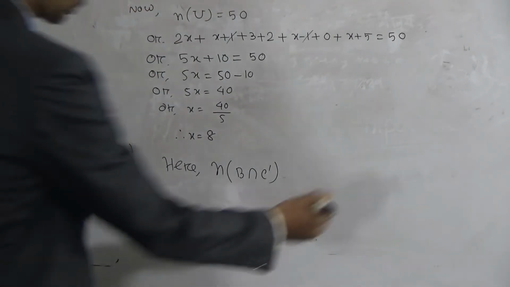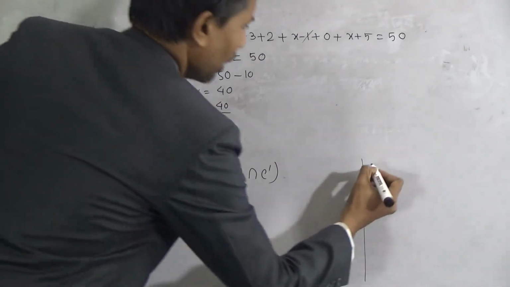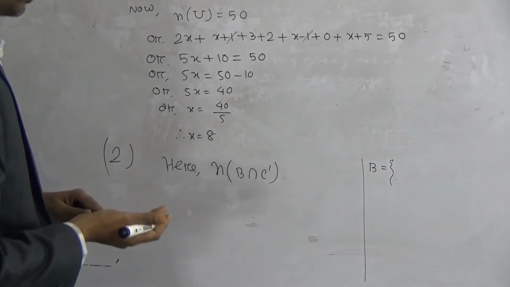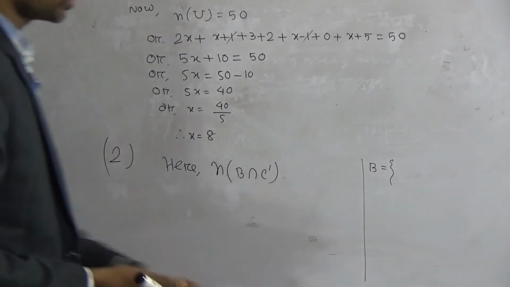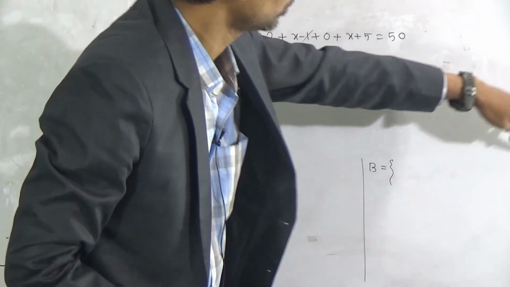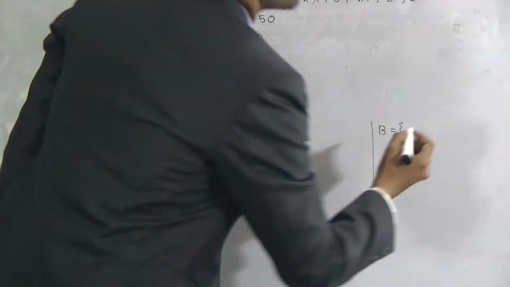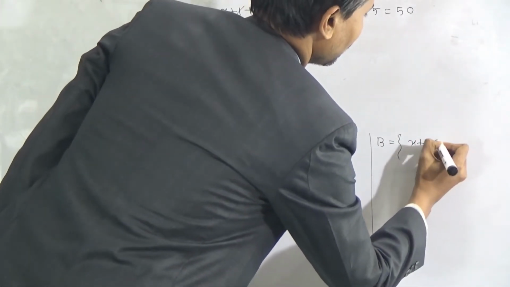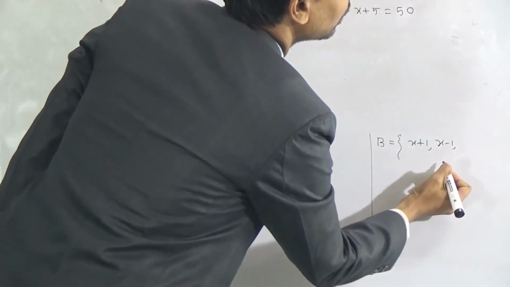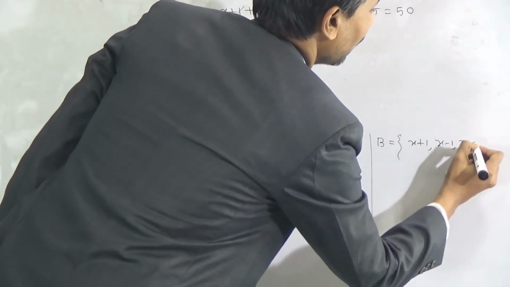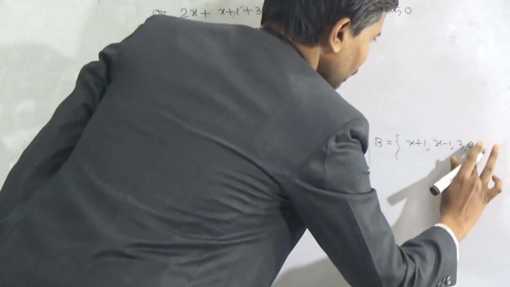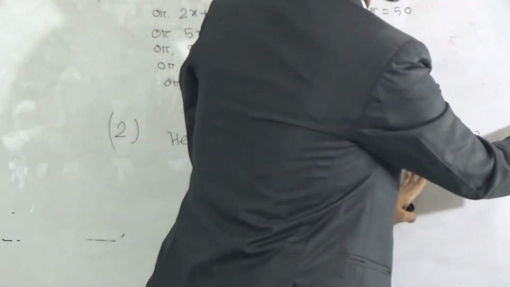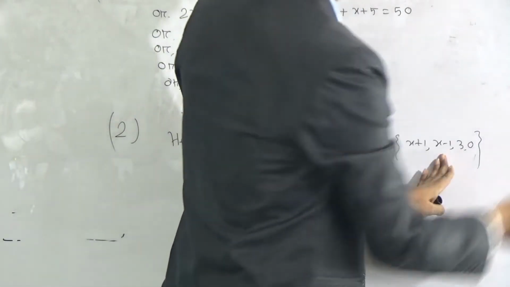Look, student. Suppose this is the B set. B set equal to what? You see the figure, B set equal to x plus 1, x minus 1, 3 and 0.